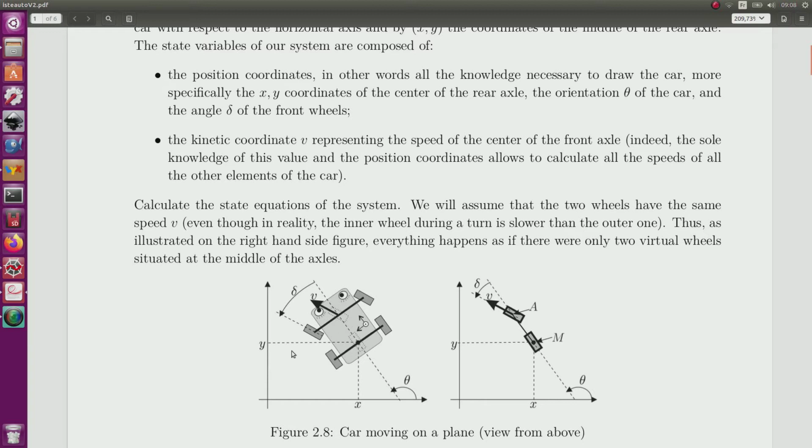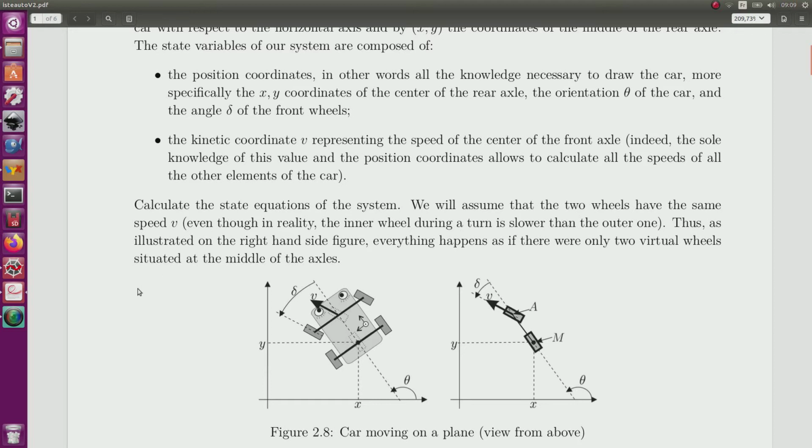So for the degrees of freedom, x and y is the center of the car. I will have also delta and theta. So I have 4 degrees of freedom. And the kinematic coordinate is only v. So it means that if I know v and if I know the degrees of freedom, I can compute all other speed of other elements of the car.